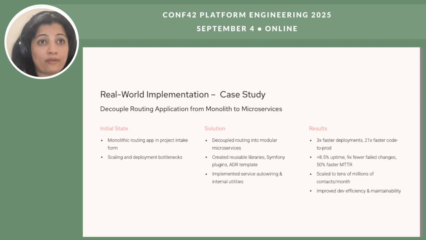And the results were powerful. Deployments became 3 times faster, code-to-production speed improved 21 times, uptime increased by 8.5%, the mean time to recovery was cut in half, and the system scaled to handle tens of millions of contacts per month. This transformation wasn't just technical, it improved developer efficiency, maintainability, and the overall business outcome.